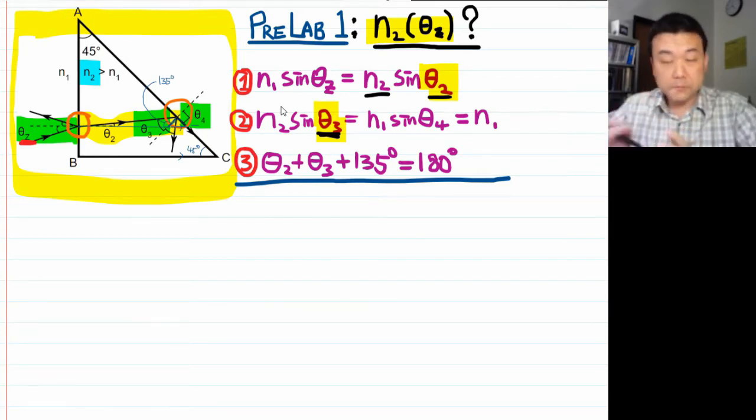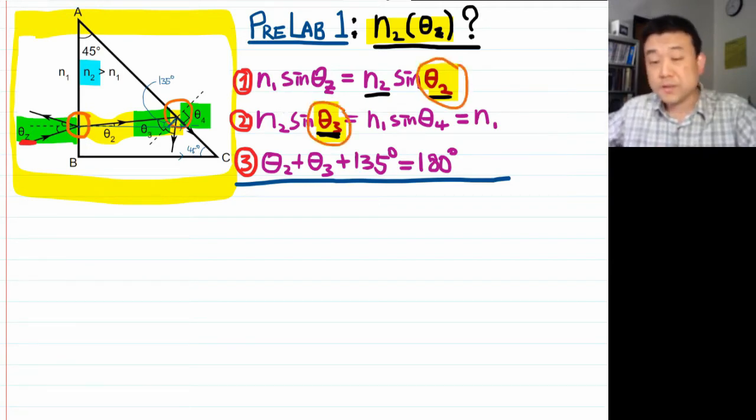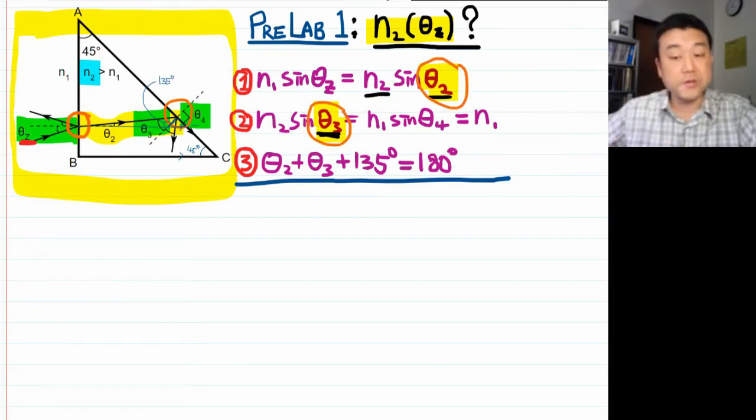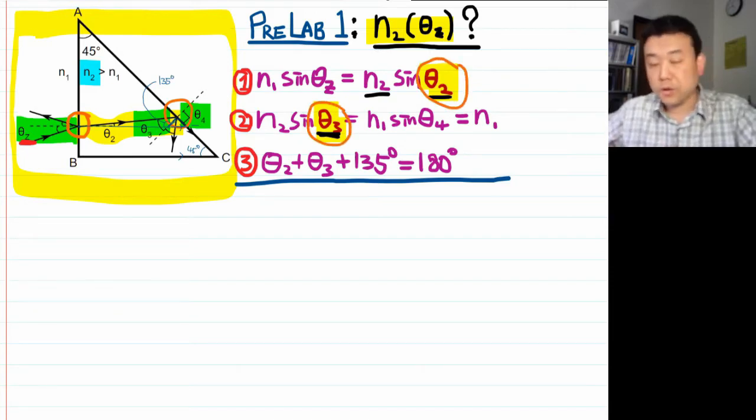So now that we compiled all the information, the rest of this question is really algebra and trigonometry practice. So let me go through that. Now, I want to be deliberate here. What I want in the very end is n2. These theta 2 and theta 3 are intermediate unknowns that I'm not really interested in. So my goal is going to be to eliminate them.